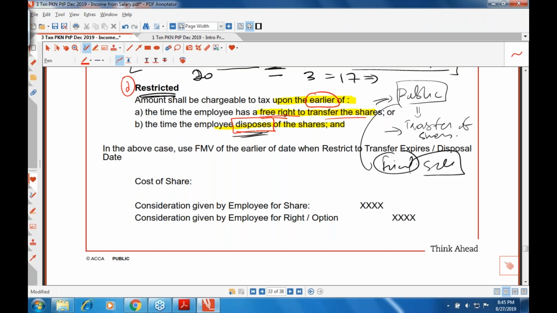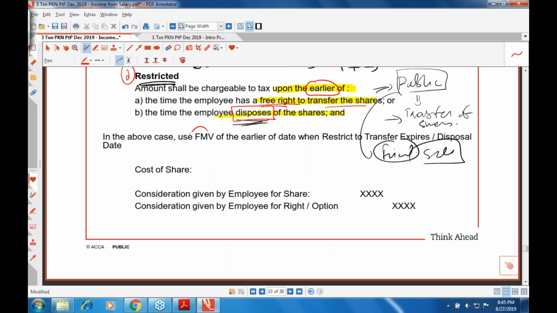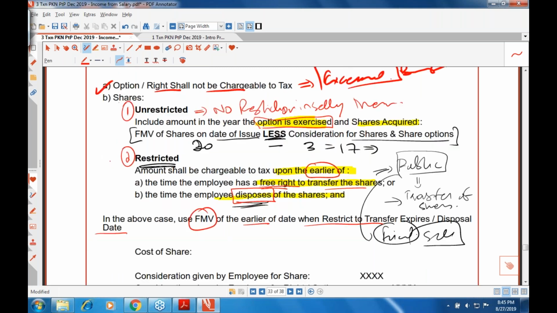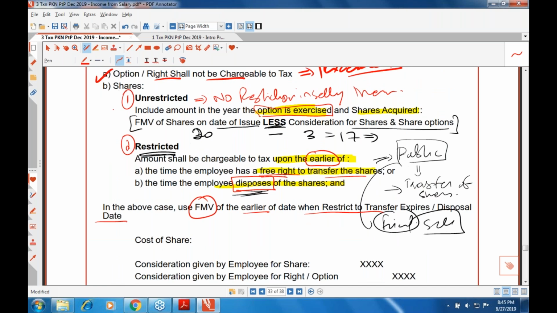Now, how much amount is to be included? The amount to be included is calculated in the same way. The only difference is that the fair market value is the value on the earlier of the date when the restriction expires or the disposal. Otherwise, this is almost the same concept as unrestricted shares, except that the date on which the fair market value is used is the date when the restriction expires or the date when the employee disposes of the shares. So that's what it is going to be.